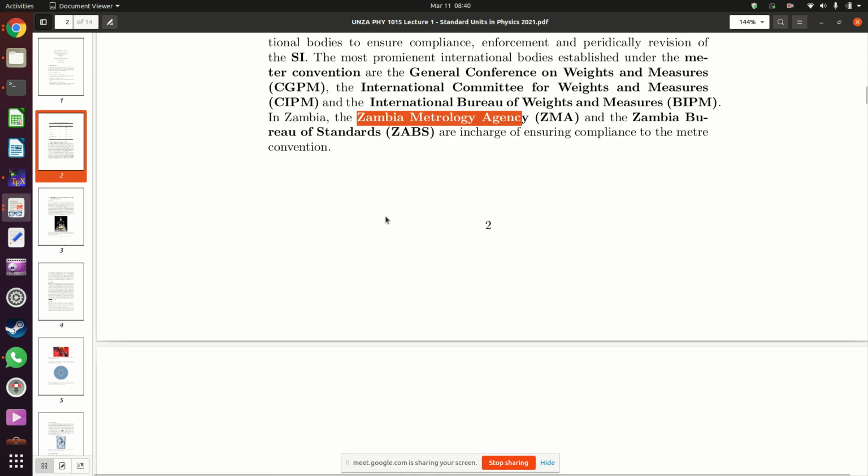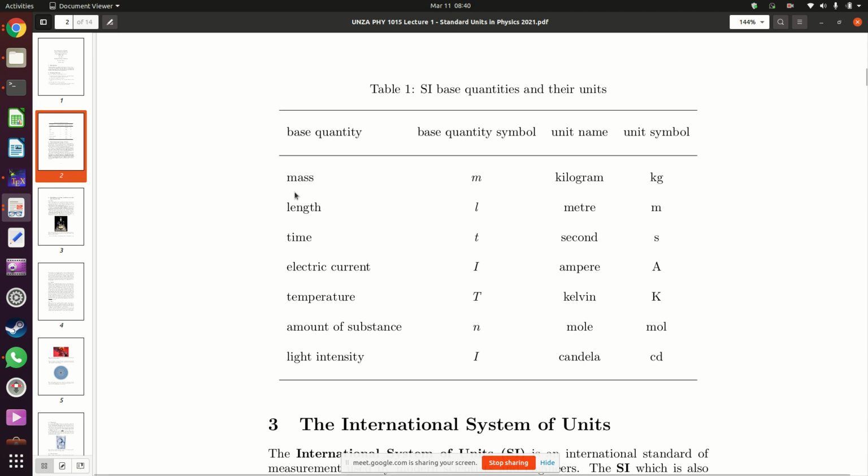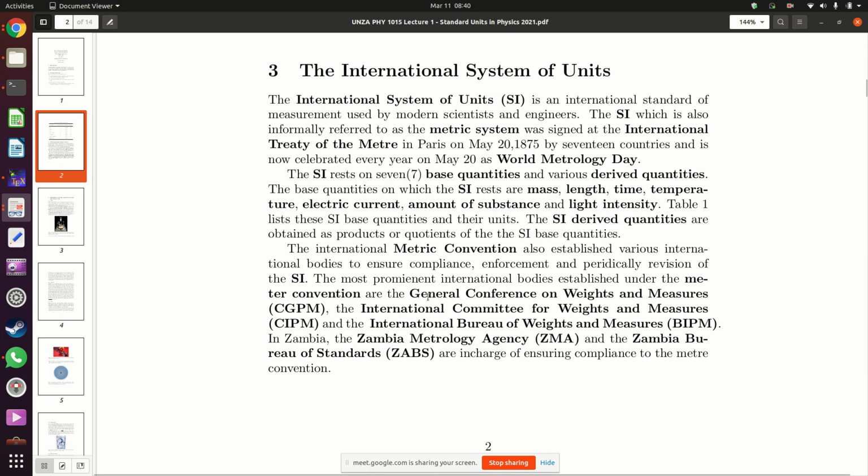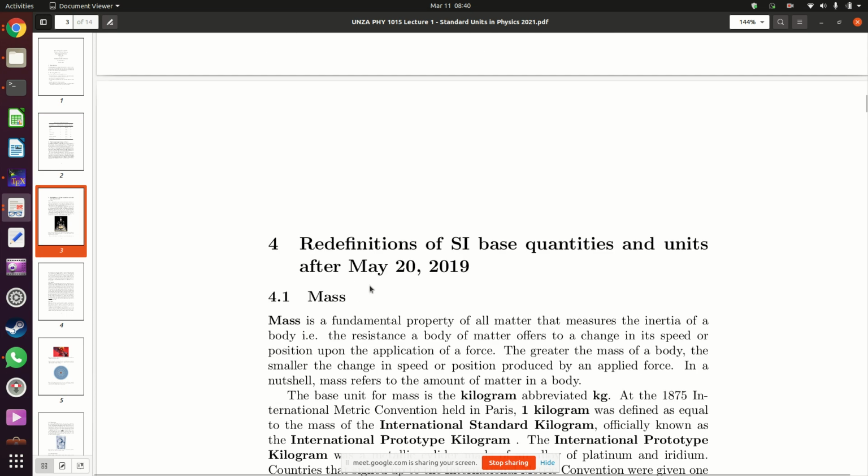So since 1875, when they came up with these, what the kilogram is supposed to be, the length, how do you define length, mass, and all these things have not been the same, because periodically these organizations, the General Conference on Weights and Measures, the International Committee on Weights and Measures, and the International Bureau of Weights and Measures, sit down periodically, okay? After a few years, maybe 5 years or 3 years, they sit down and they discuss whether we have to change the definition of mass, or the definition of the kilogram, whether we have to change the definition of length, or the definition of the meter. They discuss these things, okay?